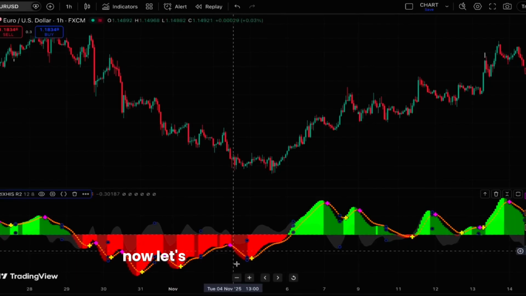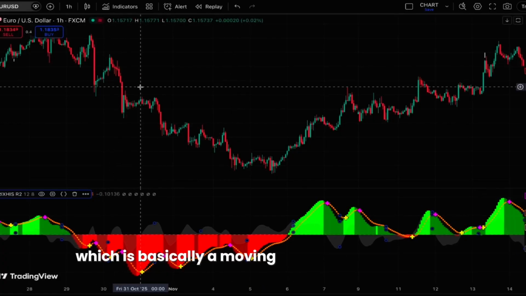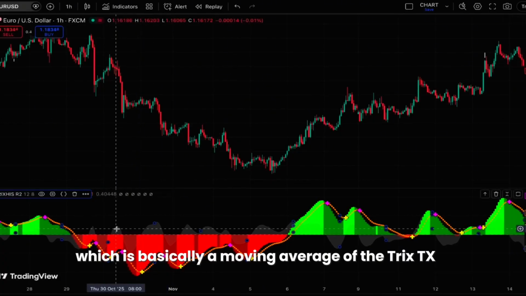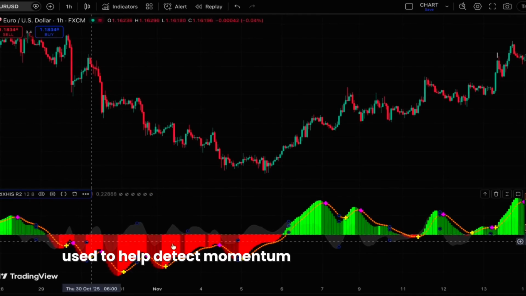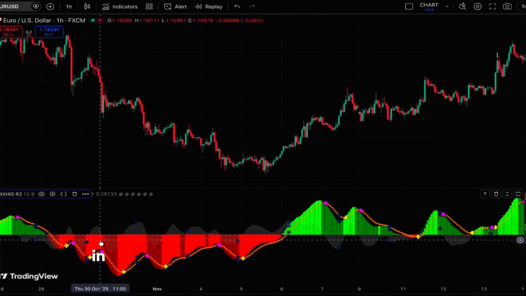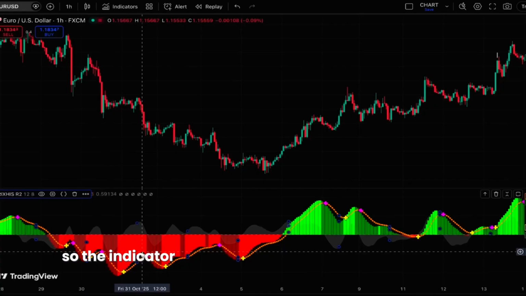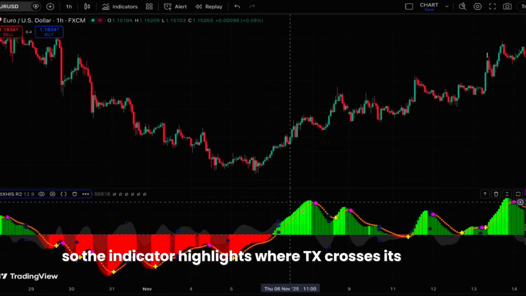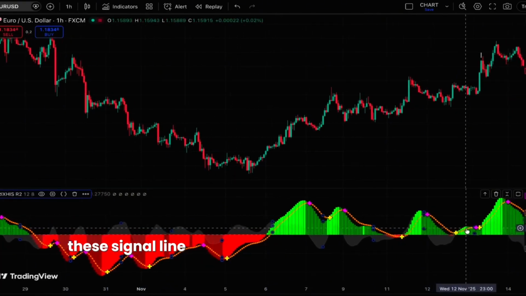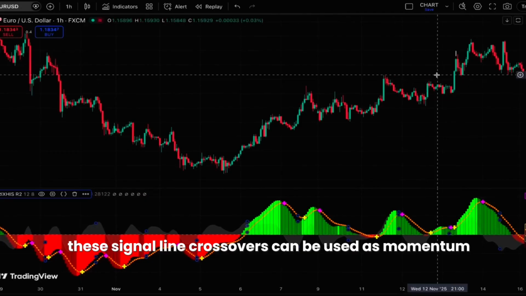Now, let's talk about the other key feature you'll see. There's an orange line in the indicator panel. This is the signal line, which is basically a moving average of the TRIX line used to help detect momentum shifts through crossovers. In the settings, you can enable crossover markers so the indicator highlights where TRIX crosses its signal line. These signal line crossovers can be used as momentum triggers.